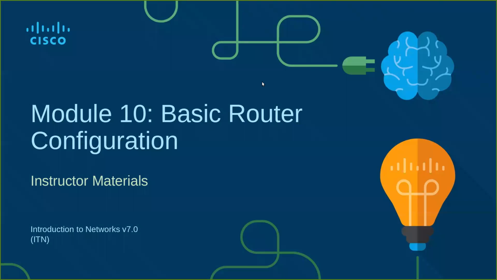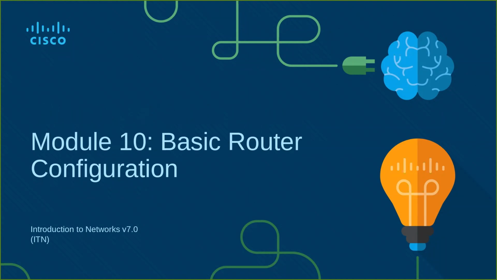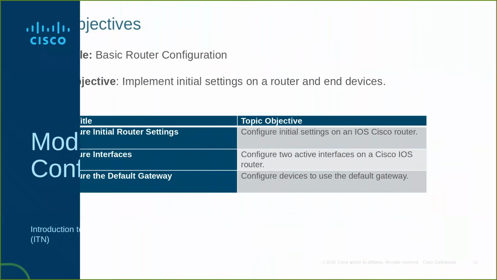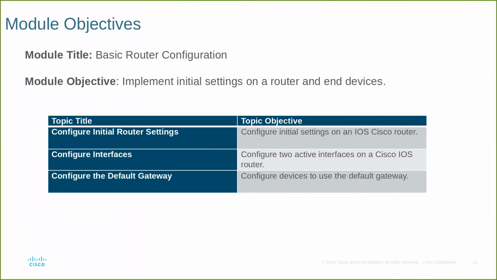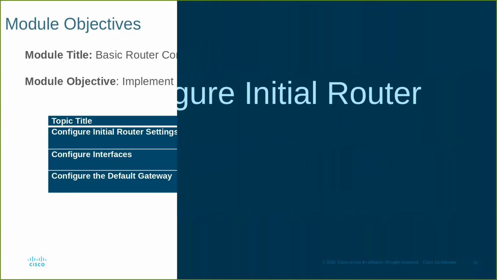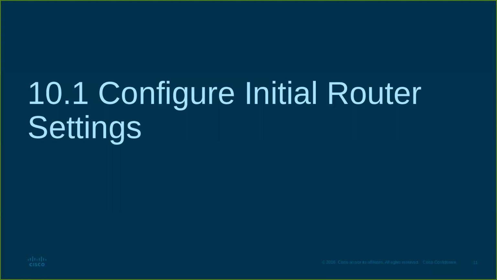Today is module 10 and it's about basic router configuration. Now we have shifted from the switches, we are moving to routers. So today you are going to see basic configuration on routers. It's going to be very interesting. A few of the topics we have are: configure initial router settings, configure interfaces, and configure the default gateway. First we start with configure initial router settings.